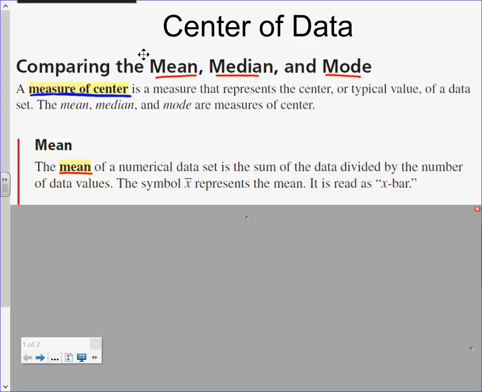Here's the title. First word. The mean of a numerical data set is the sum of the data divided by the number of data values. The symbol X bar represents the mean. It is read as X bar. Write that down.